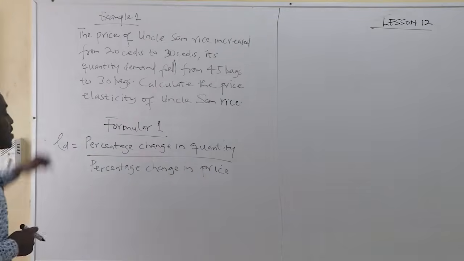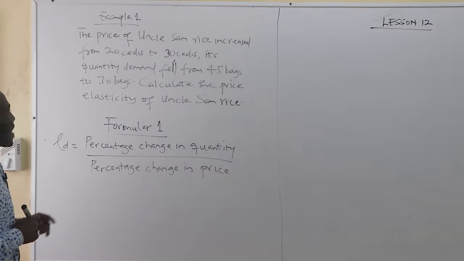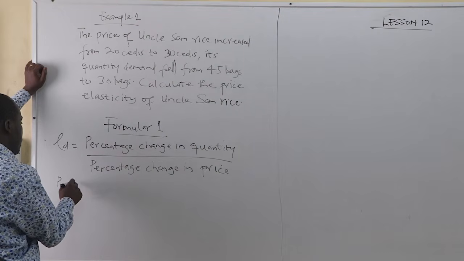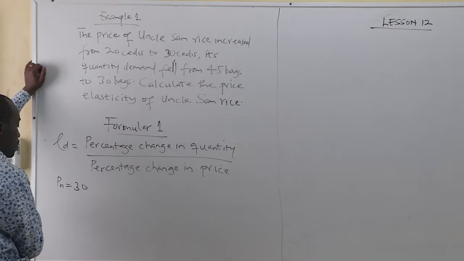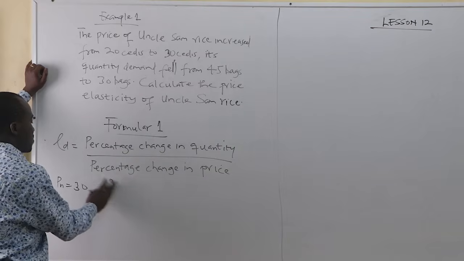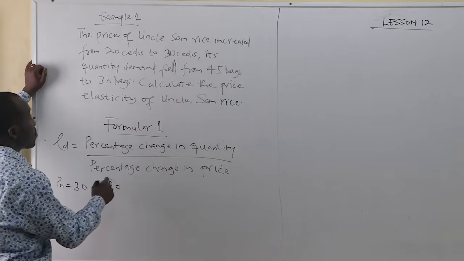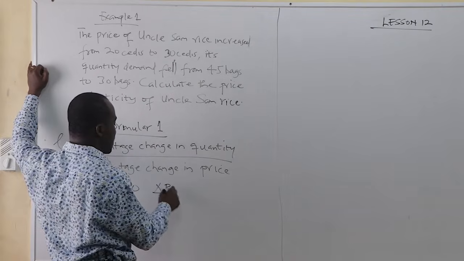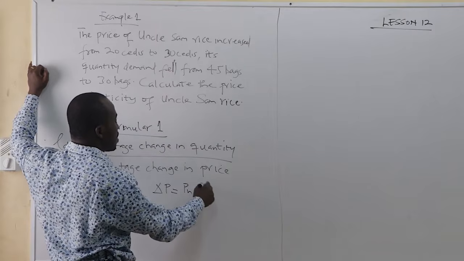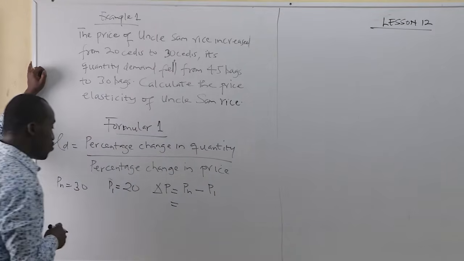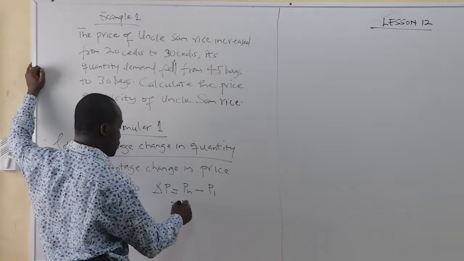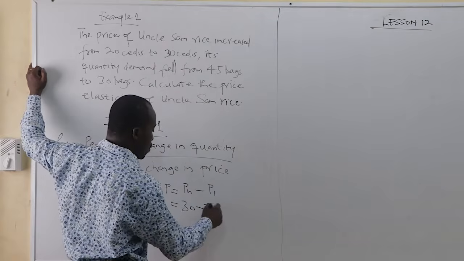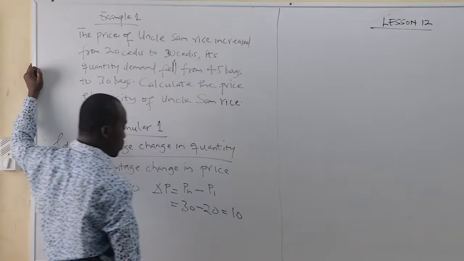Right? So let's see. First, what is the new price? The new price is 30. What is the initial price? The initial price is 20. What is the change in price? Change in price is equal to the new price minus the initial price. What is the new price? 30. What is the initial price? The initial price is 20. What's the difference? The difference is 10.